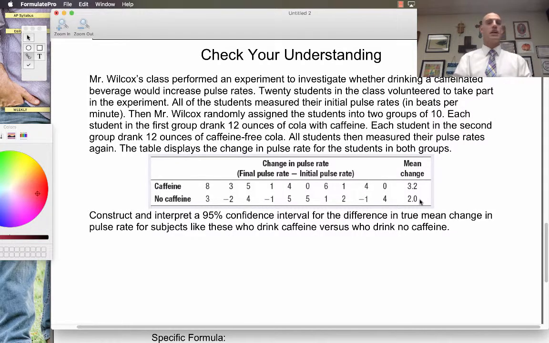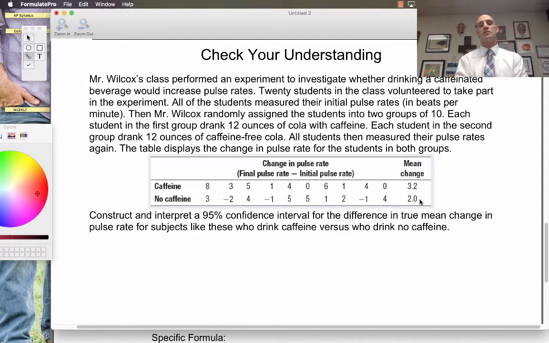Mr. Wilcox's class performed an experiment to investigate whether drinking a caffeinated beverage would increase pulse rates. 20 students in the class volunteered to take part in the experiment. All the students measured their initial pulse rates in beats per minute. Then Mr. Wilcox randomly assigned the students into 2 groups of 10. Each student in the first group drank 12 ounces of cola with caffeine. Each student in the second group drank 12 ounces of caffeine-free cola. All students then measured their pulse rates again. The table displays the change in pulse rates for the students in both groups.